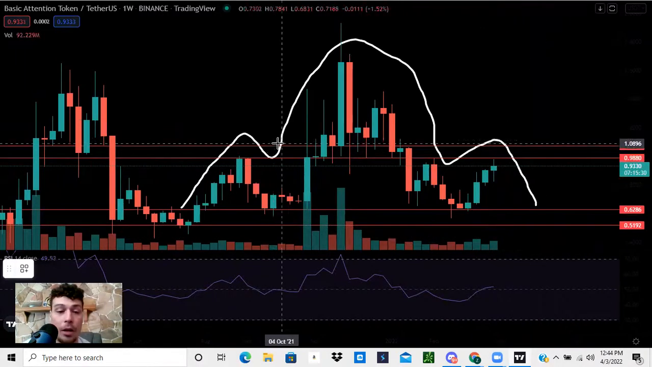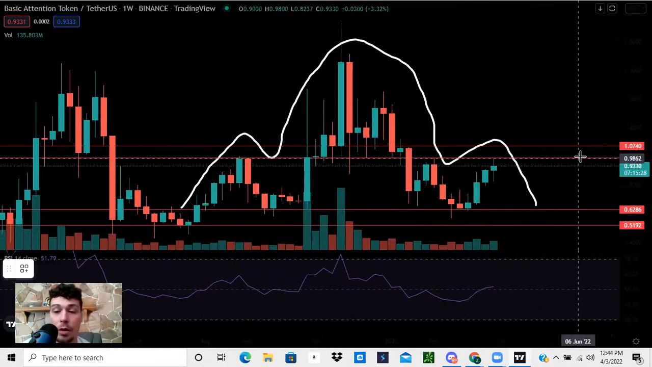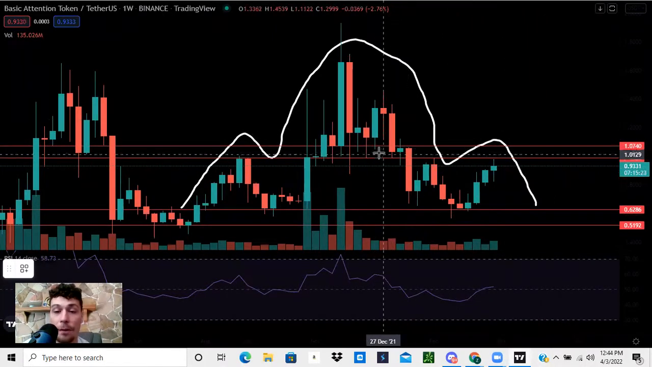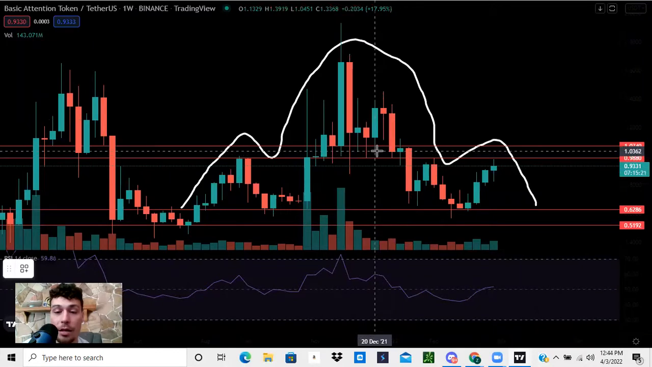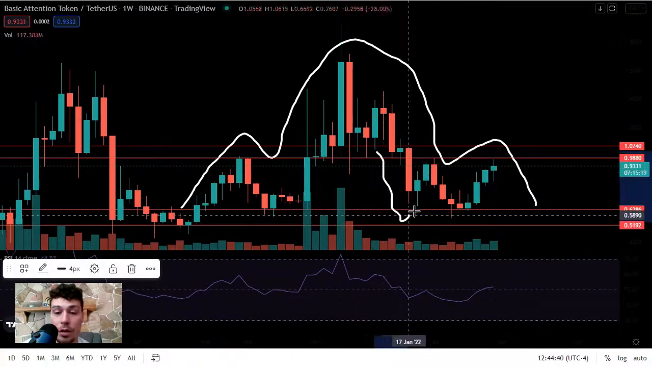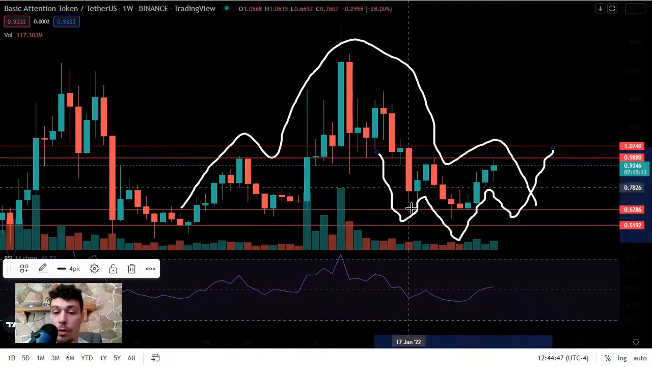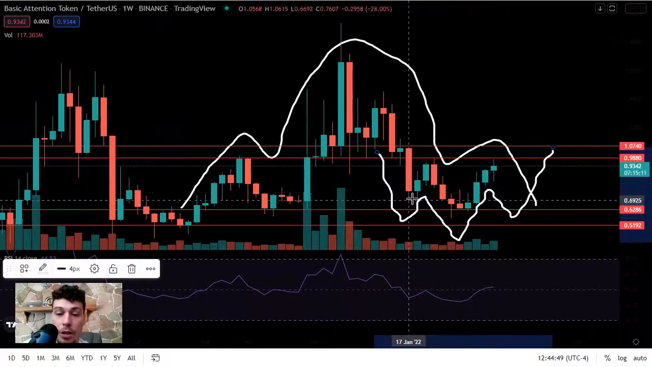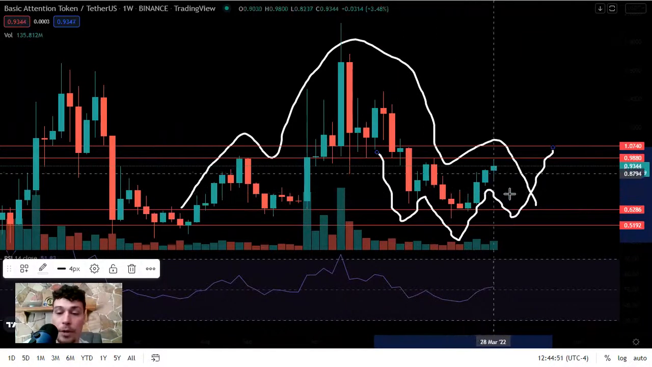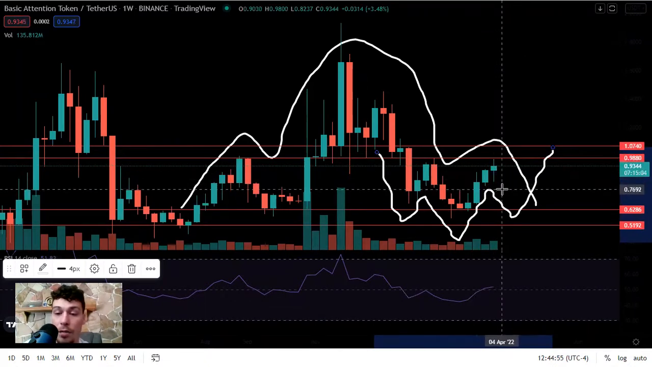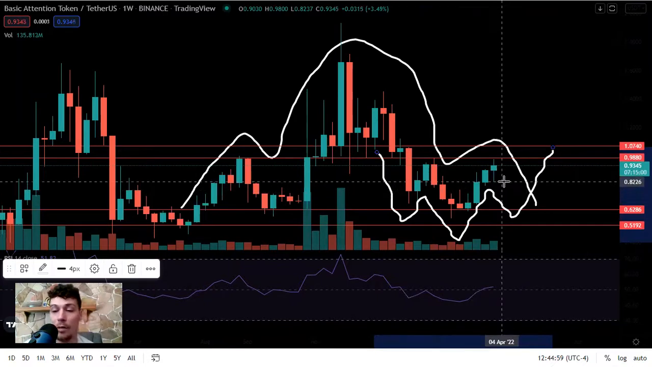Now I'm going to show you guys, if we do find some support, a bullish pattern that we have right here. It's an inverse head and shoulders. Here's our left shoulder, here's our head, and then here is our right shoulder. That would be if we pull back and find support in between 0.73, 0.74 up to 0.82.